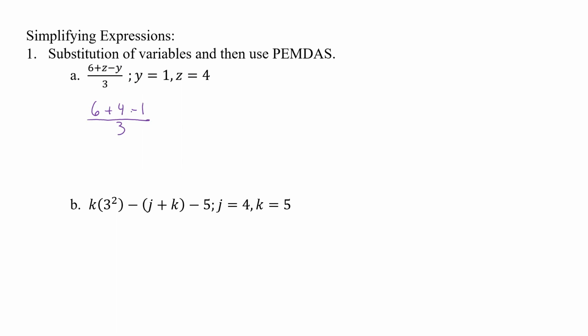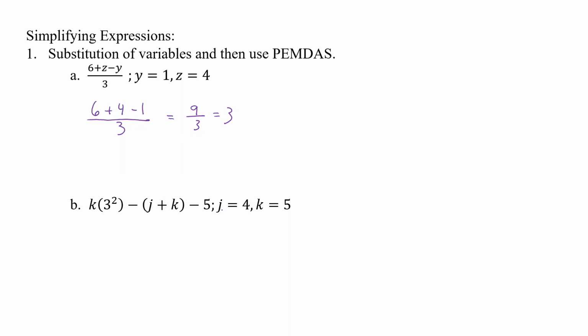We're going to go left to right for addition, subtraction. We'll take 6 plus 4 is 10, minus 1 is 9. The denominator is just 3, so we just leave it as 3. Now we take 9 divided by 3, and we get 3. Okay, what about the next one?